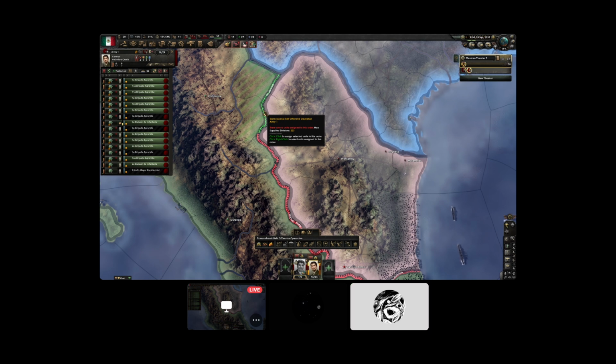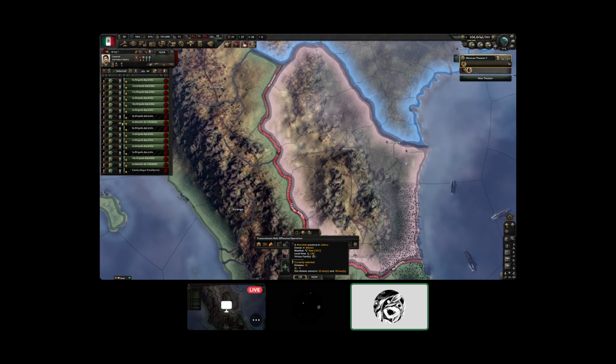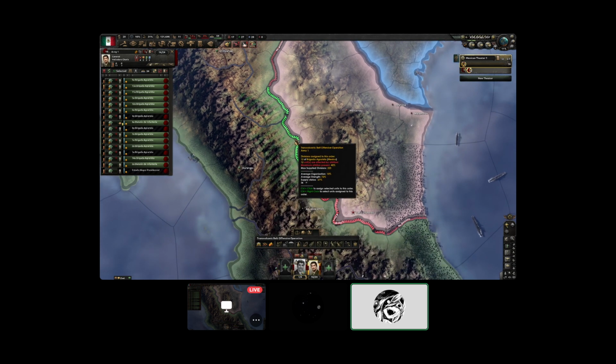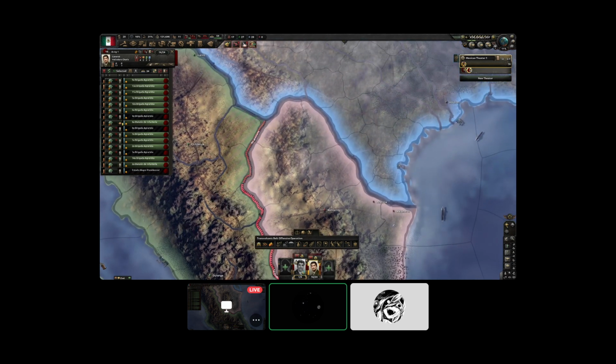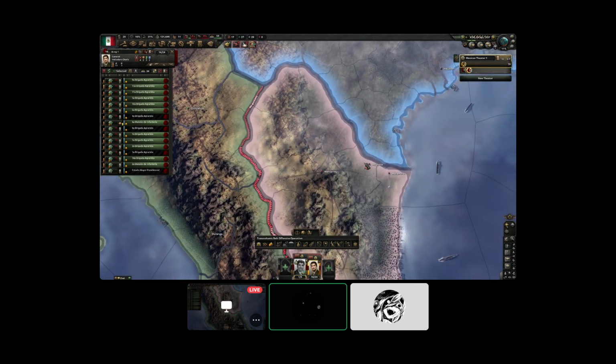I'll grab 2 defense, 1 offense for here. For this front. Well, so if you want to assign, you have 3 offensive divisions, 13 defensive divisions. So you only have 3 places you can put an offensive division, just so you know.